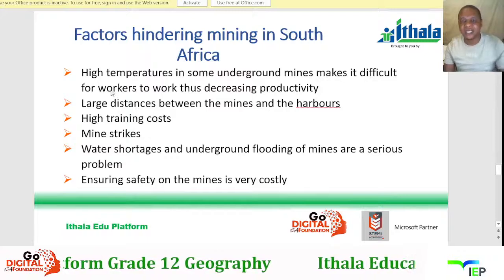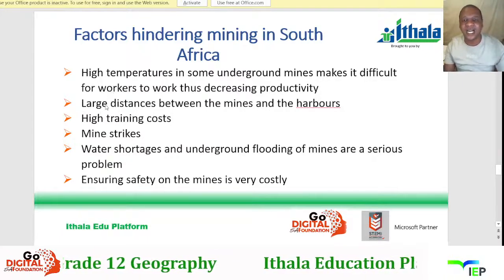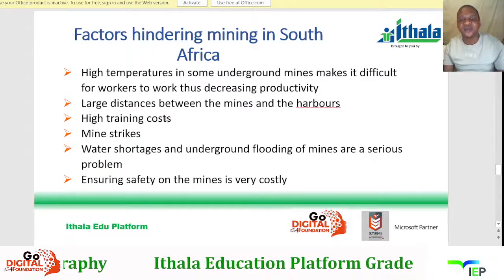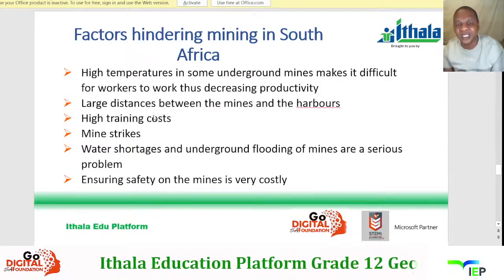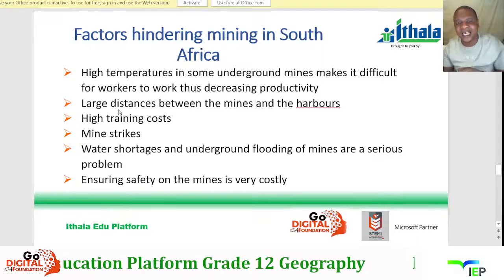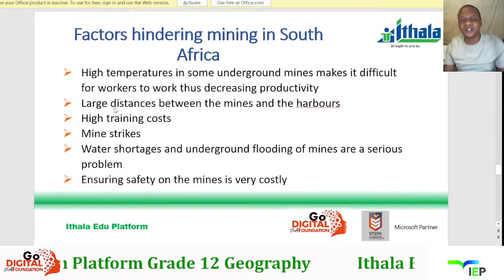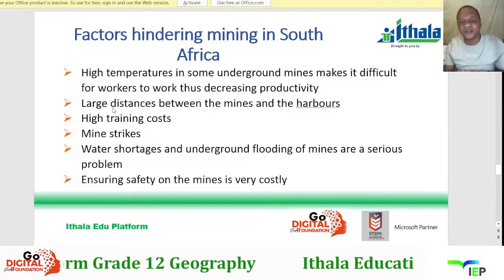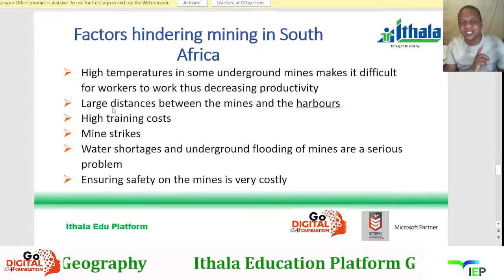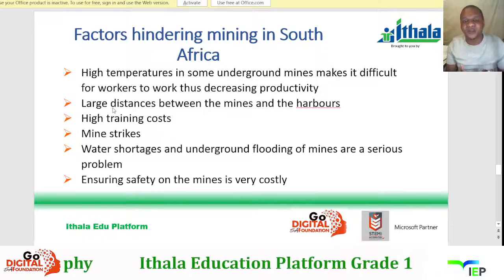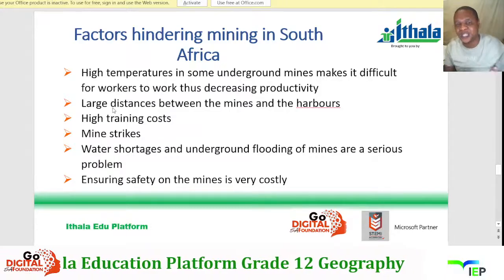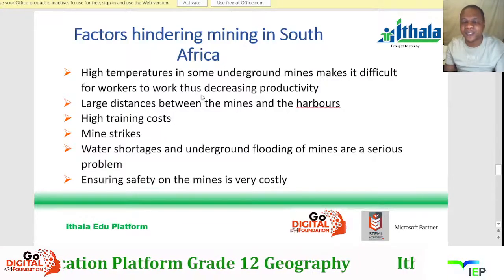Another factor that hinders mining in South Africa is the large distances between the mines and the harbors. For example, Johannesburg has always had gold. The gold is transported to overseas markets via Durban Harbour. So our gold must be transported from Johannesburg using road transport and rail transport, so that it can get to the harbour and be put on the ship, to reach overseas markets.